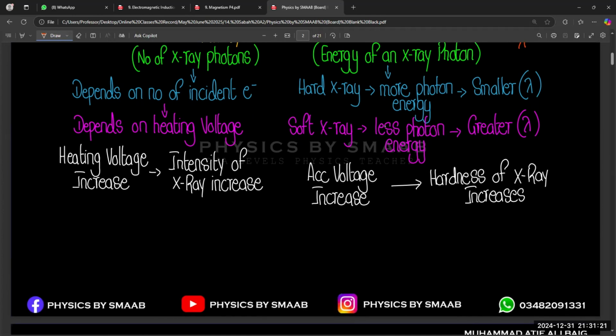And then we have two ideas. The first one is about the sharpness of the image, and the second one is about the contrast of the image.